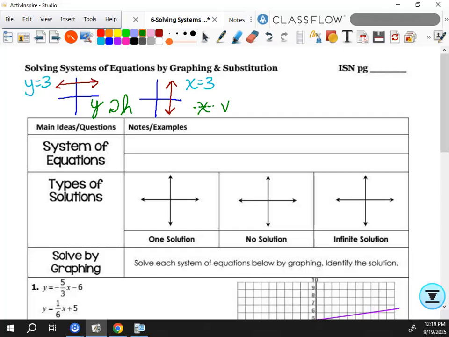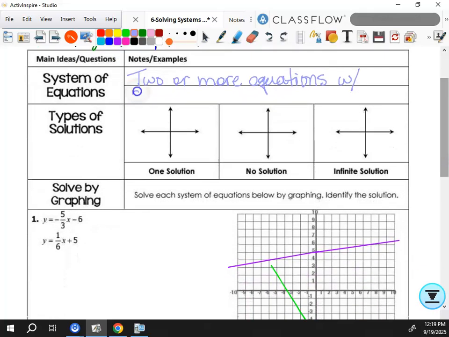All right. So let's talk about what a system of equations is. It is just two or more equations with two or more variables. If I have two variables, I have to have at least two equations. If I have three variables, I have to have at least three equations, and so forth and so on.